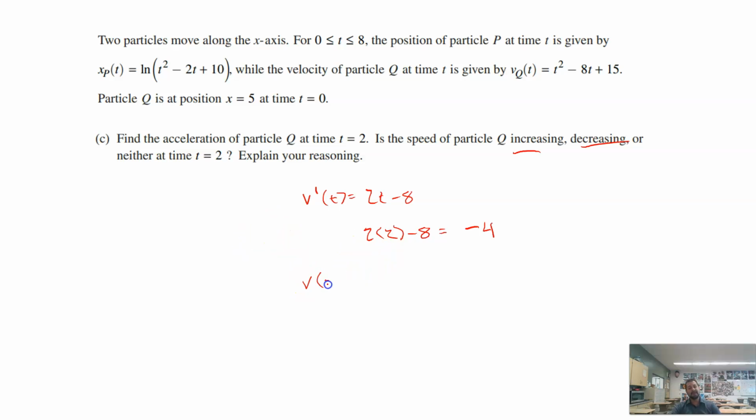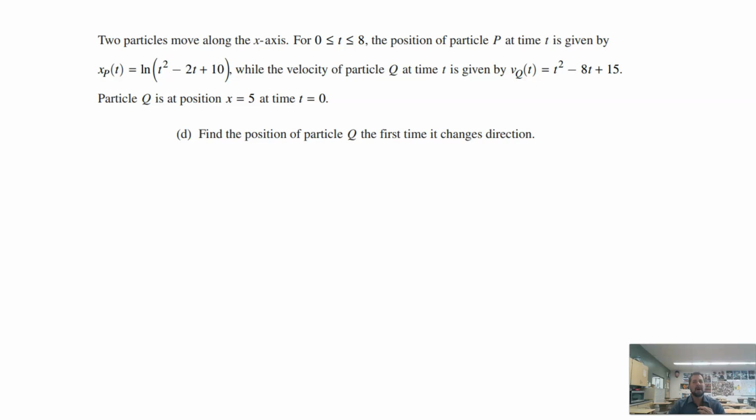If I want to know if the speed is increasing, decreasing, or neither at time equals 2, I also need to know what the velocity is at that time. So I'd get 2 squared minus 8 times 2 plus 15. That is 4 minus 16 plus 15, which is positive 3. So I would say that the speed is decreasing. The reason for that is my velocity at that time is positive and my acceleration is a negative number.